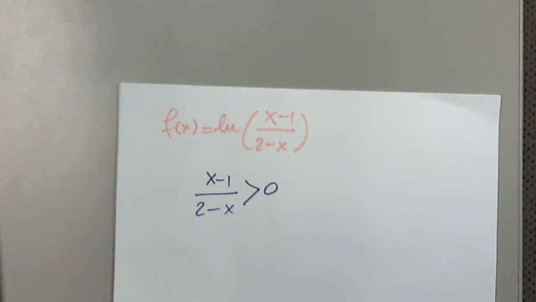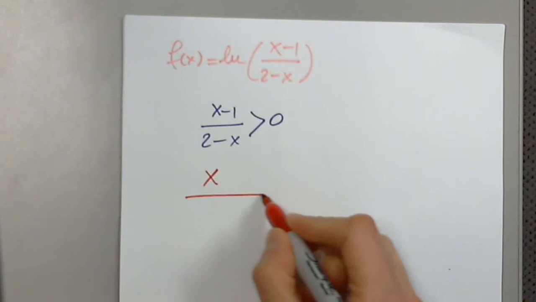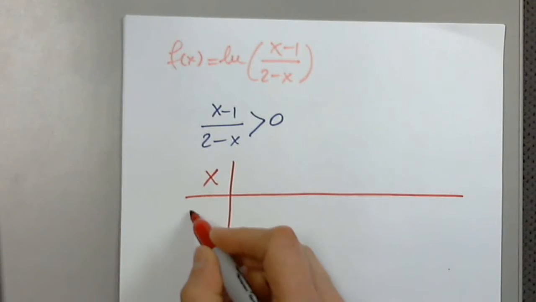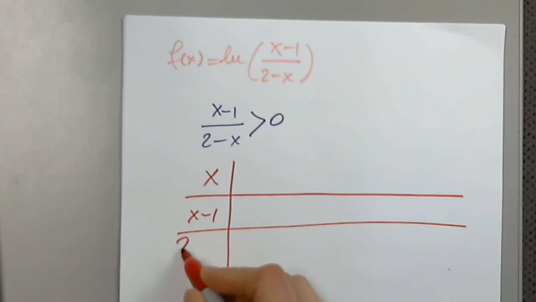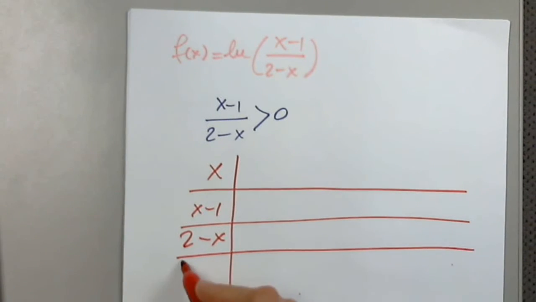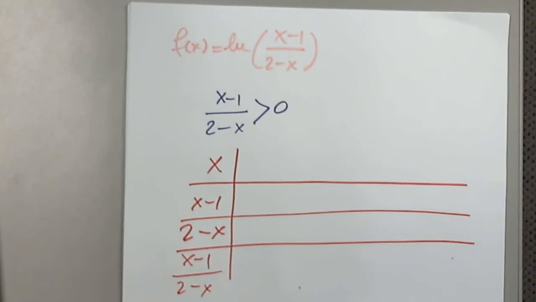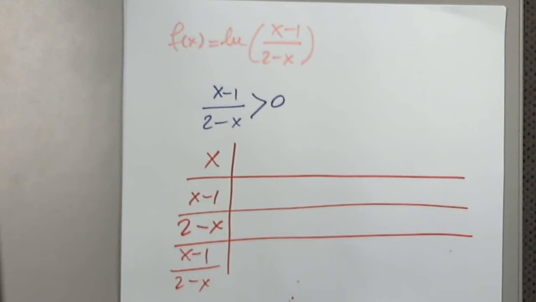Don't we have to graph both of them to see which one? Is it the table? Very good. The table, yes. So x is the variable in the problem. X minus 1, 2 minus x, and x minus 1 over 2 minus x. Indeed. That is the procedure.